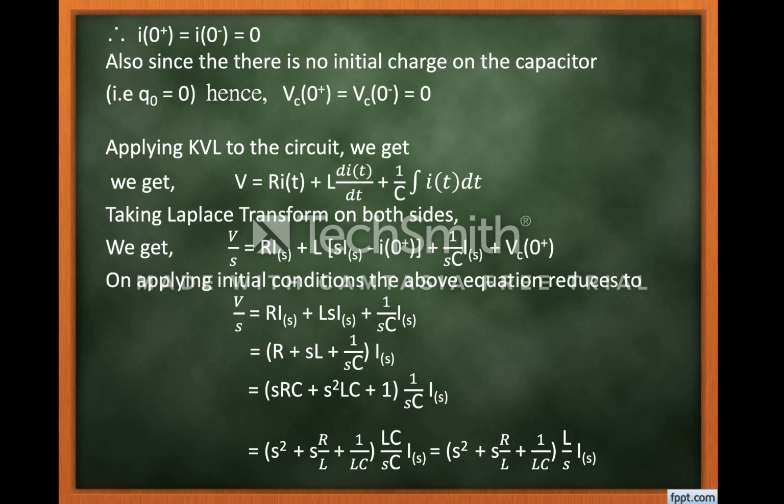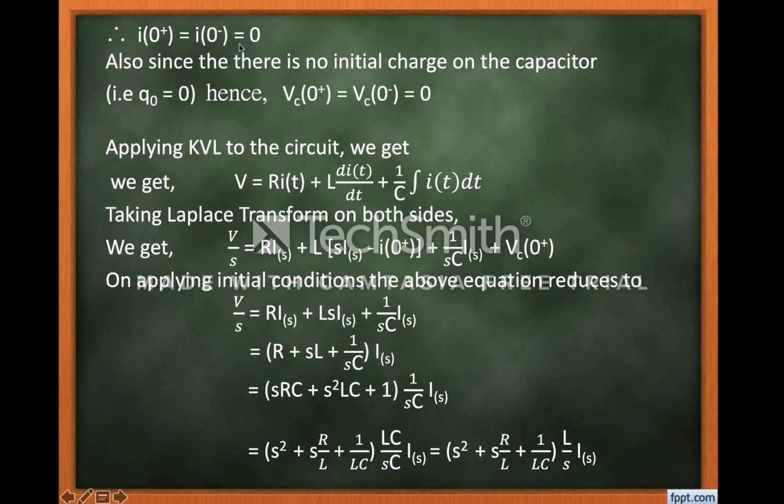Now taking the Laplace transform on both sides, a constant value of voltage, when its Laplace is taken, becomes V by S, and i of t becomes I of S. A differential term will have an S term and an integral term will have an S term in the denominator. So for the L term, you will have L into S into I of S minus I of 0 plus, because of the differential term. And the C term is in the integral, so you will have an S term in the denominator, along with the capacitor initial voltage.